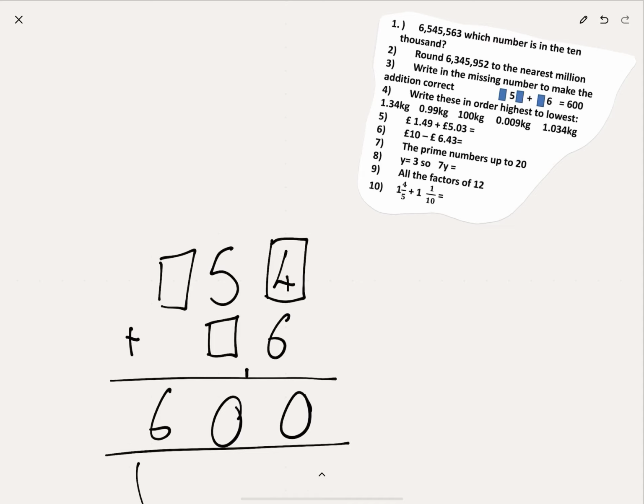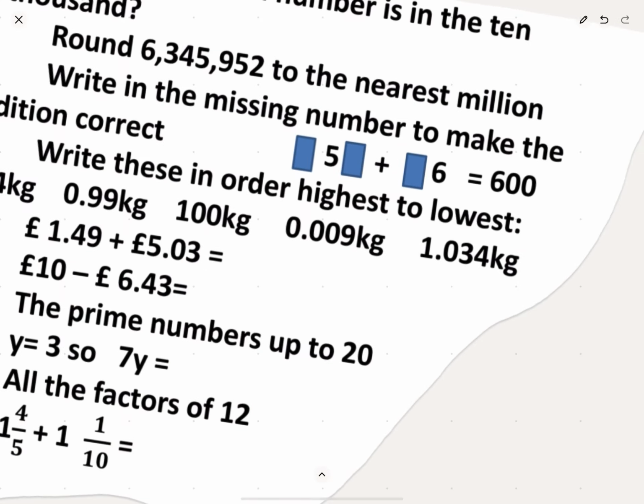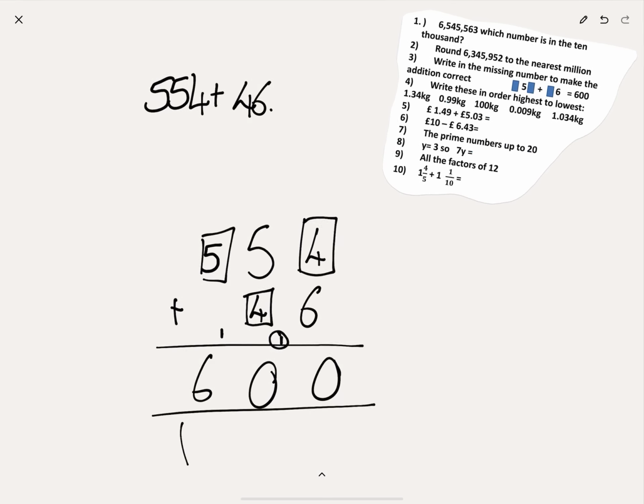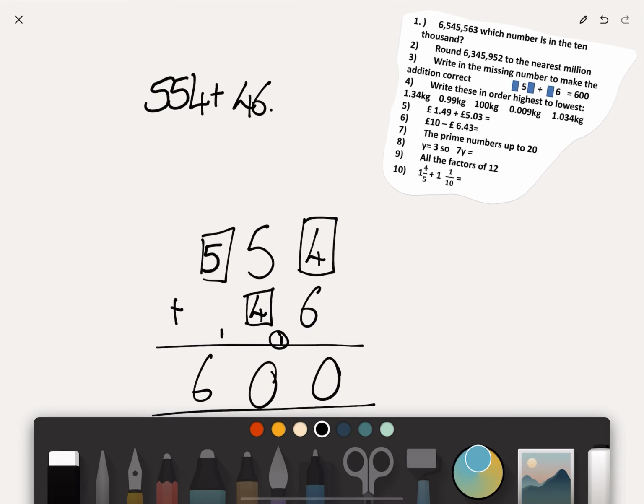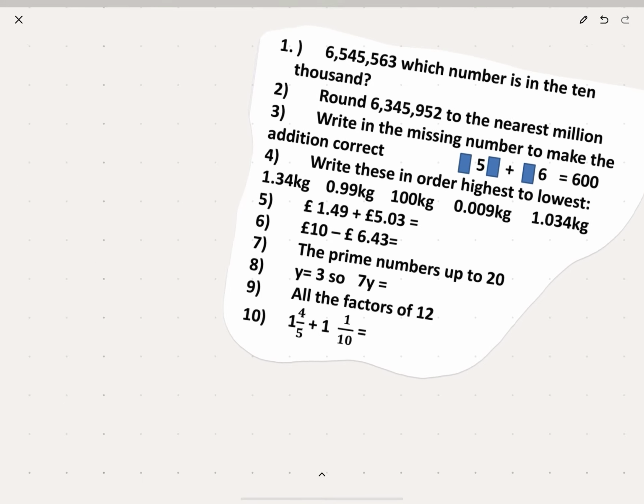4 add 6 is 10 with a carry there. 5 add something, add the 1 that I've carried is 10. So that's going to be 4, because 5 add 4 is 9. 50 add 40 is 90. And then it's 100, which would give you the 0 in the tens column with a carry there. And then something add 1 is 6. Well, that is obviously 5. So the answer is 554 add 46. Okay. When it's presented like that, it looks almost impossible. You put it into column addition and suddenly it's a lot more viable. It's a lot easier to get your head around.